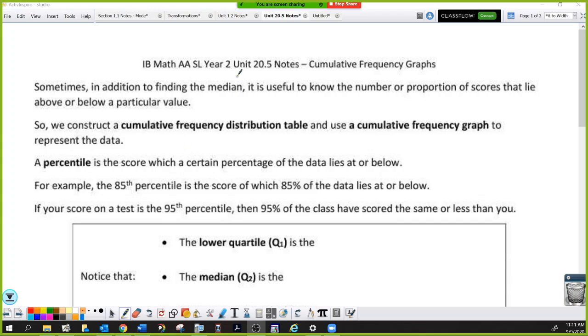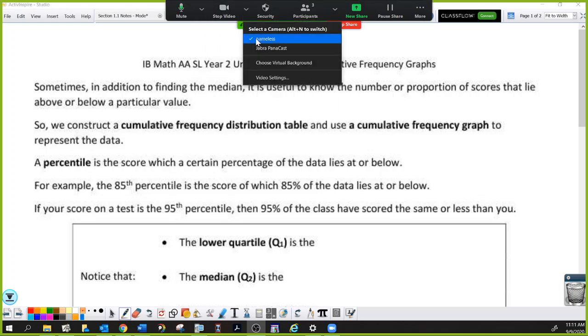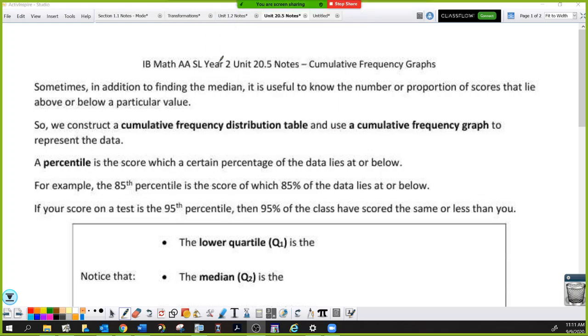Sometimes, in addition to finding the median, it is going to be useful to know the number or proportion of scores that lie above or below a particular point. That's what we did yesterday when we were talking about what percent of people fell below a time of 8 or something like that. So you're going to construct a cumulative frequency distribution table if you didn't already have one, and a cumulative frequency graph to represent the data.